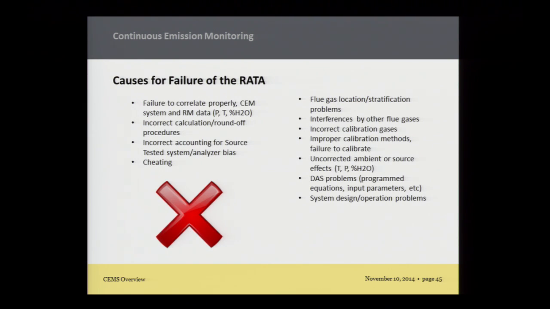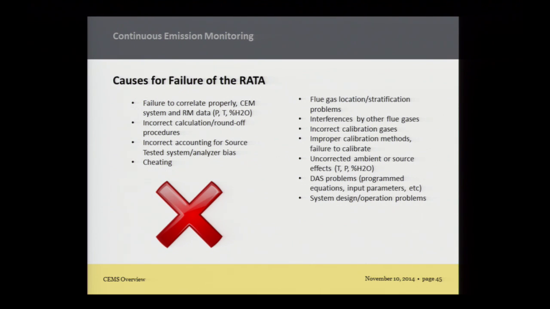So the reasons you might fail a RADA: failure to correlate properly. Your CEMS system and the reference method, the pressure, temperature, percent water in the system, they're different, so they're not representative or something like that. Or the stack testers are using the wrong pressure and temperature indicator where you're using a different one. They're using one downstream, you're using one upstream. There are things that can affect that. Incorrect calculation or round-off procedures, so we kind of talked about that. If you're not precise in how you're rounding, you can get in a problem. Incorrect accounting for source-tested system analyzer bias, cheating. I hope nobody's cheating. But the flue gas location may be stratifying, and you'd be surprised.